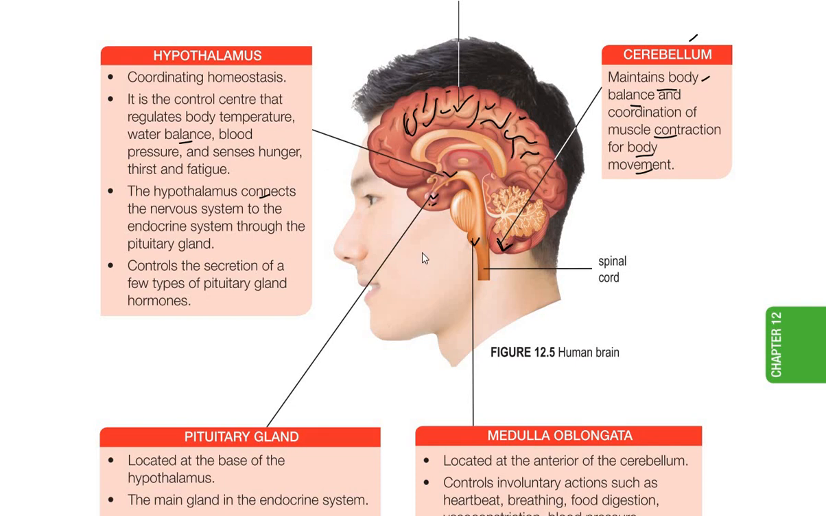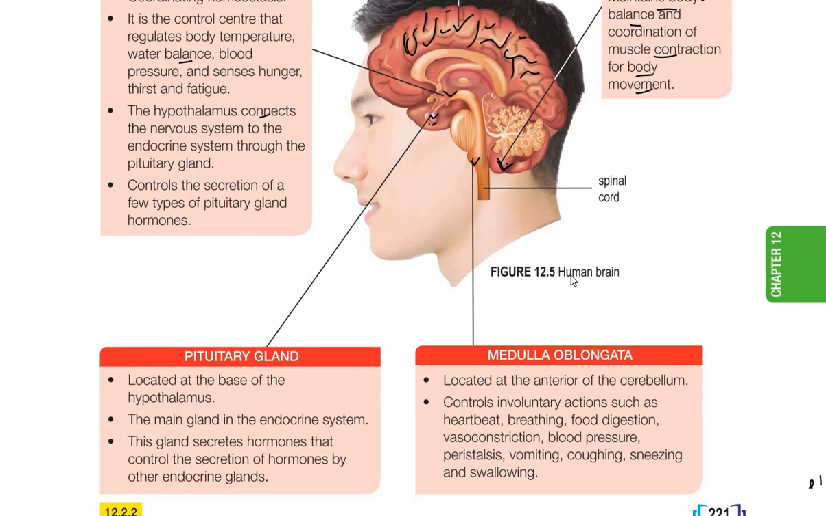Then we have the medulla oblongata below here, located at the anterior of the cerebellum. Anterior means at the front. Front here, this is the cerebellum, right? So this is the medulla oblongata. Located at the anterior of the cerebellum, it controls involuntary actions such as heartbeat, breathing, food digestion, vasoconstriction, blood pressure, peristalsis, vomiting, coughing, sneezing, and swallowing.